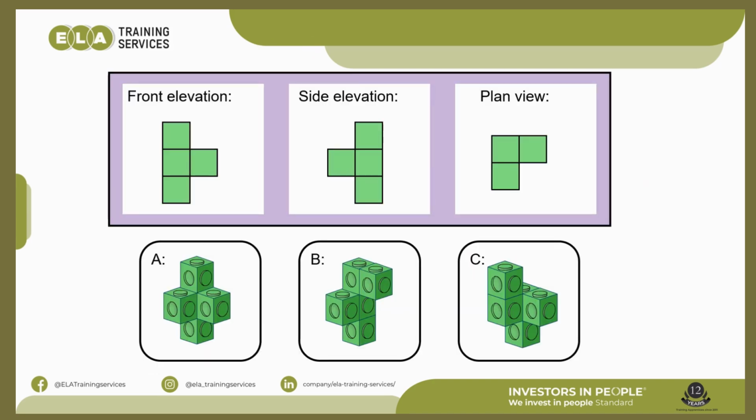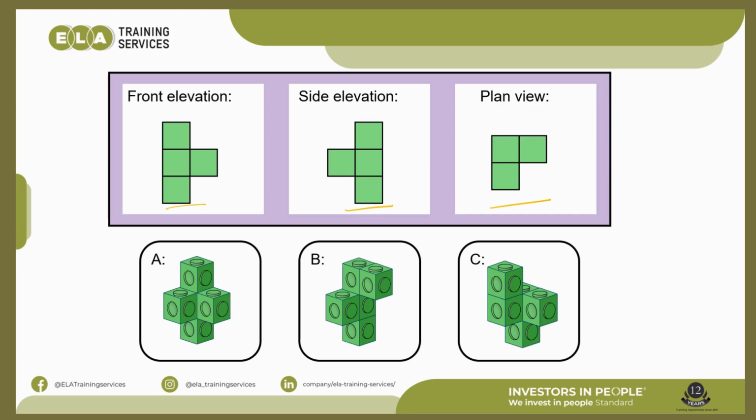Now, another way of doing it is to think of it as building blocks. You may have had Meccano or Legos around at your workplace that you can visualize these as. So, here, we need to rotate the shape to find one that has a front elevation, a side elevation, and a plan view that look like this.